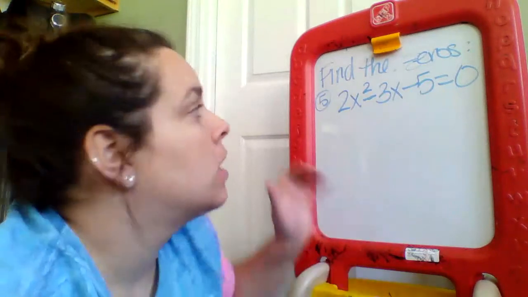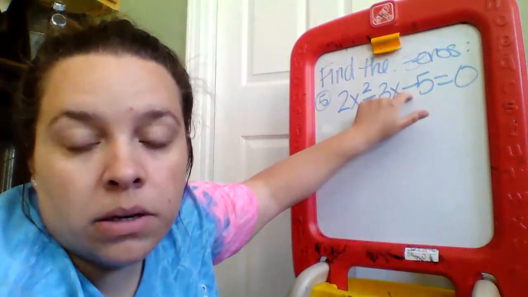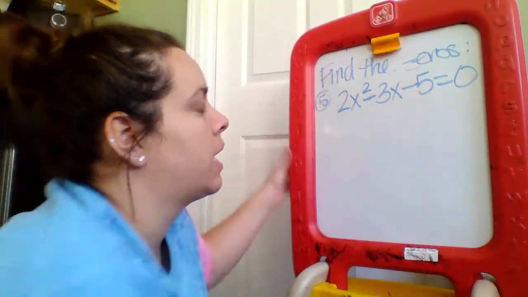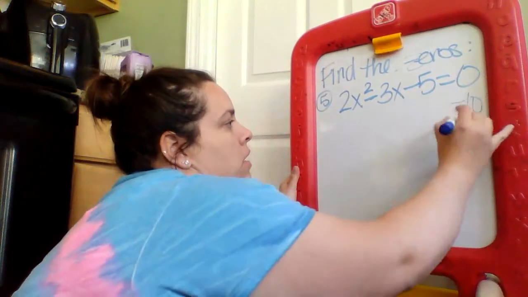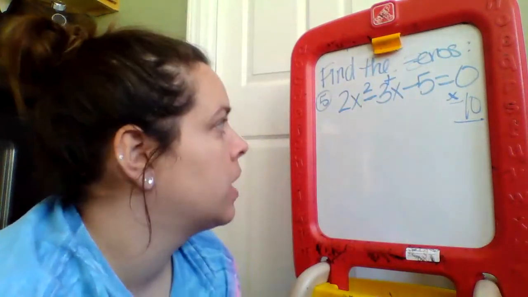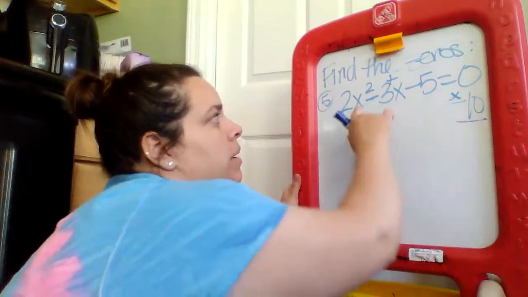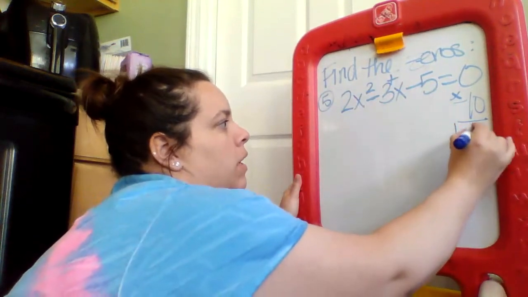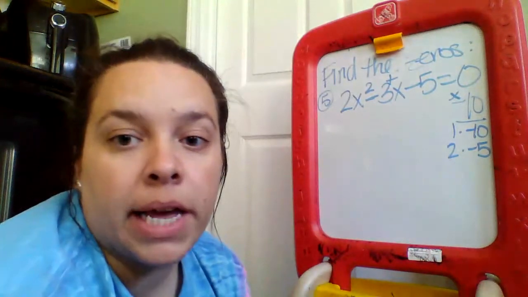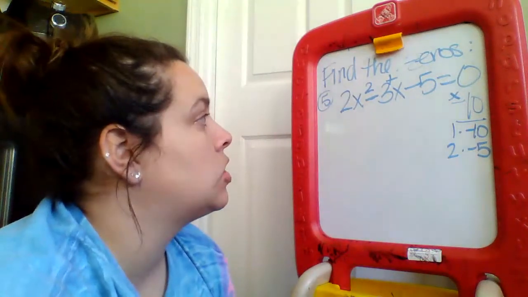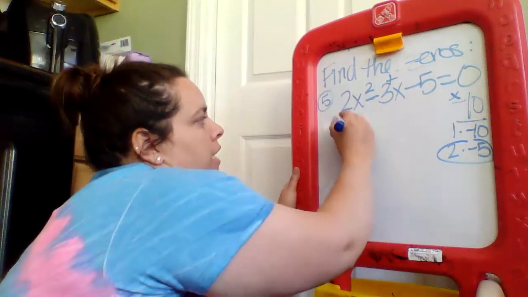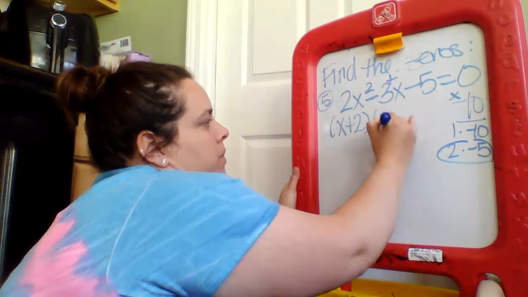All right, so different signs on this one, okay? So it does have an A, so I'm going to slide. 2 times negative 5 is negative 10. So I'm multiplying to negative 10, but adding to negative 3. So numbers that multiply to negative 10, but bigger ones negative. 1 and negative 10, 2 and negative 5. And those are the only numbers that multiply to negative 10. Which one of them adds to negative 3? 2 and negative 5. So x plus 2 and x minus 5.